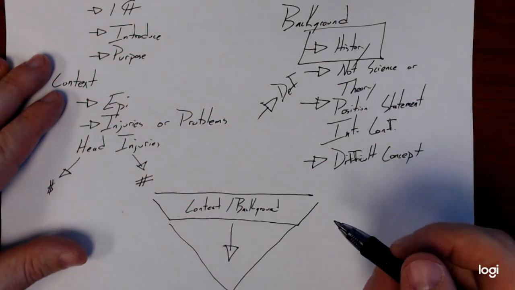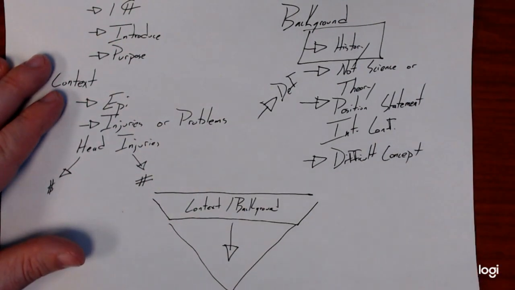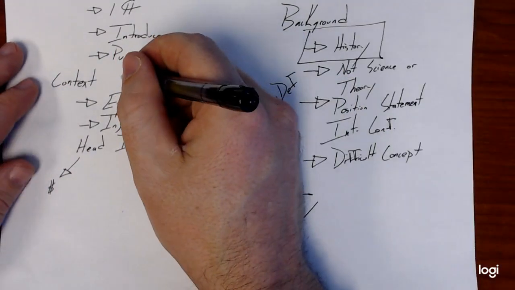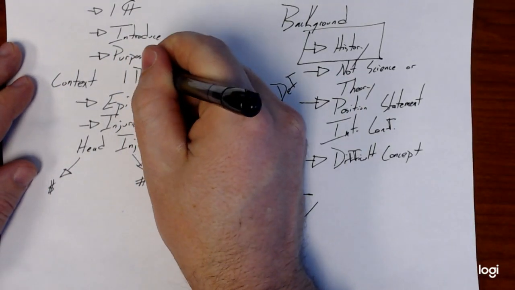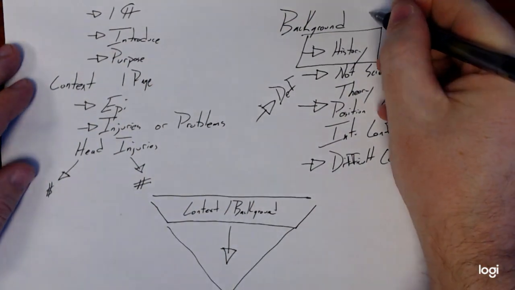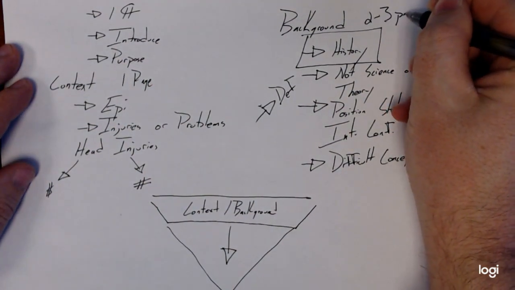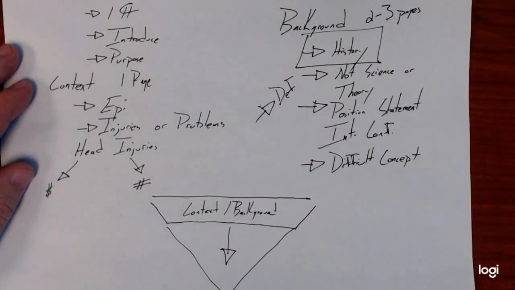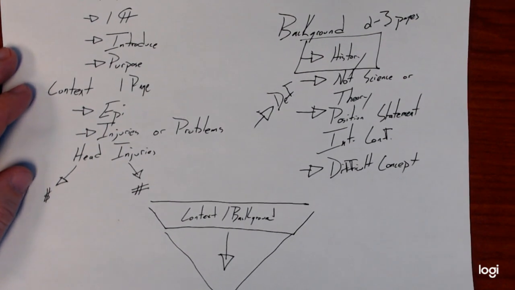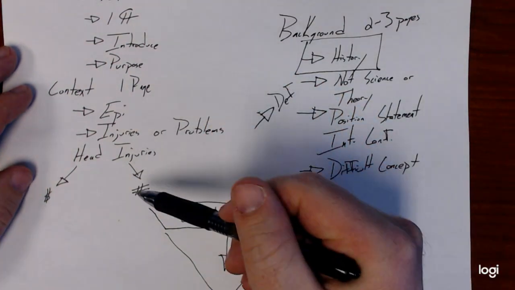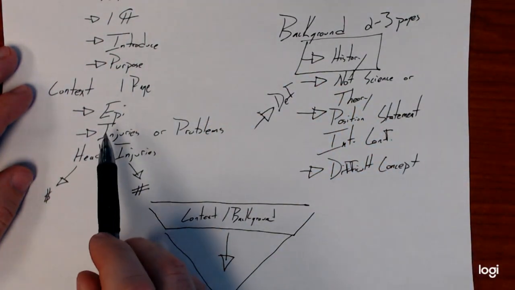So at the end of this, we probably should have, I don't know, maybe about a page of context and maybe 2 to 3 pages of background information. And that's a complete guess. It will really depend on your outline. As always, make your outline, but these are what you're focusing on.